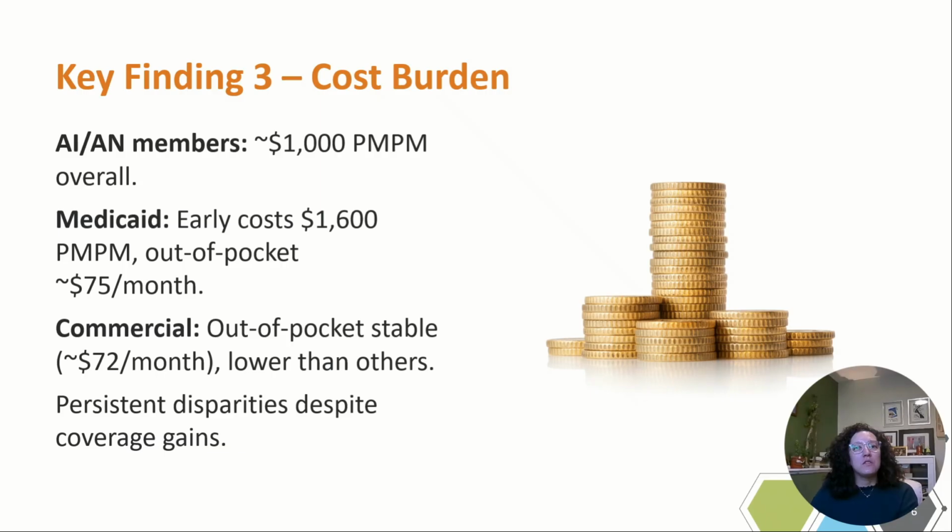So when we looked at costs, we found that spending for American Indian and Alaskan Native residents averaged around $1,000 per person per month, and higher for those covered by Medicaid. Commercially insured members spent less overall, but their patterns were still different from other racial and ethnic groups. And really the key takeaway here isn't about dollar amounts. It's about cost and coverage, and how cost and coverage don't automatically translate into what seems to be equitable access or outcomes.